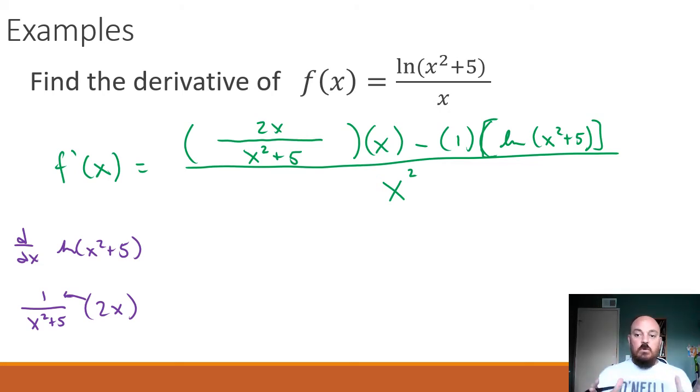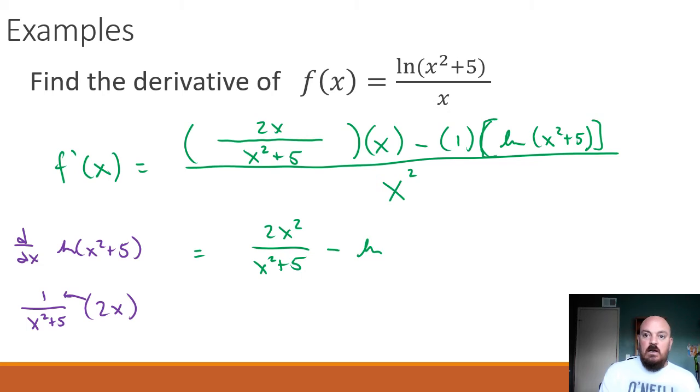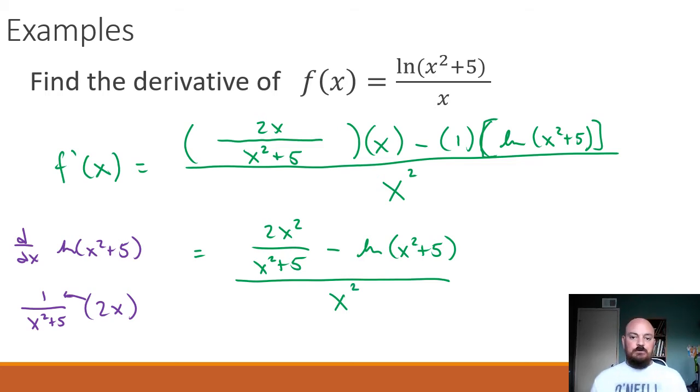So that's the quotient rule with natural log. So like that is the derivative. The next step is to clean it up a little bit. So if I multiply the x times the 2x, what I would have is 2x squared over x squared plus 5, minus, we can get rid of the 1 and just put natural log of x squared plus 5. And the whole thing is over x squared.